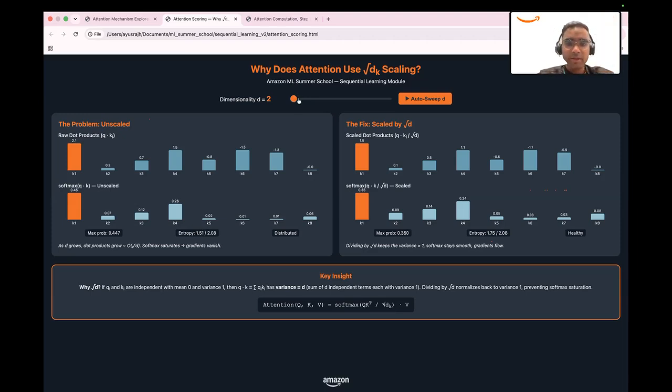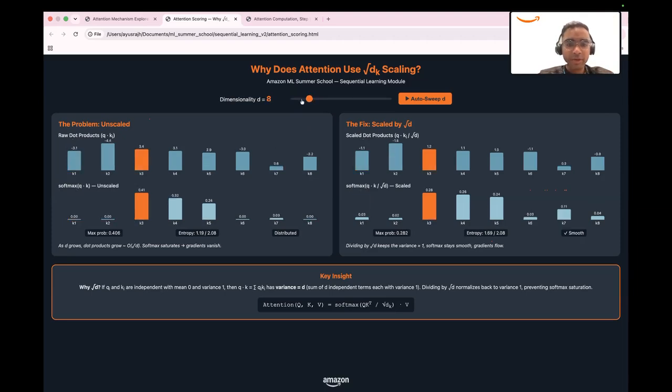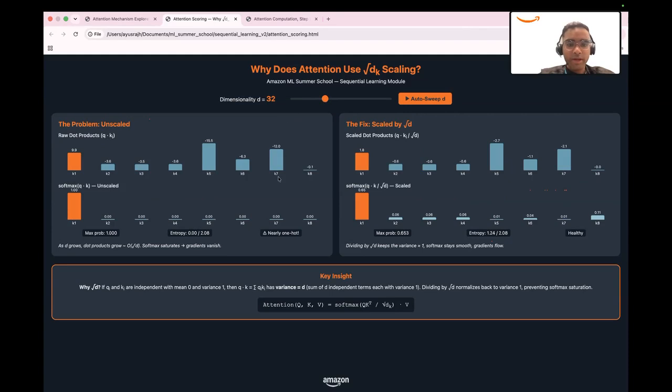Let me increase to d equals 8. You can see a few things spiking up. At d equals 32, we have these QK values. I use softmax. Softmax spikes up only one value too much, and everything else gets zeroed out. When we divide by root d and then use softmax, because the variance decreases, my softmax is not so much spiked up.